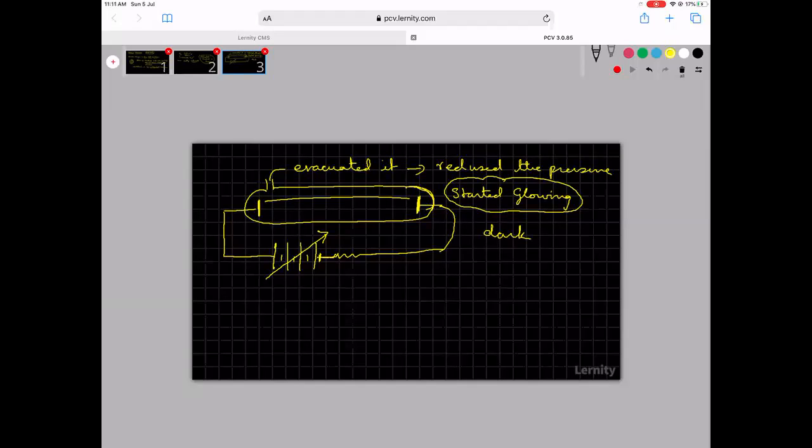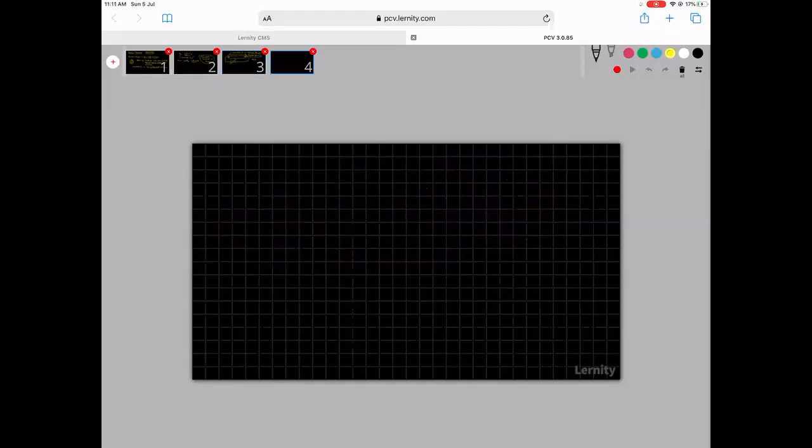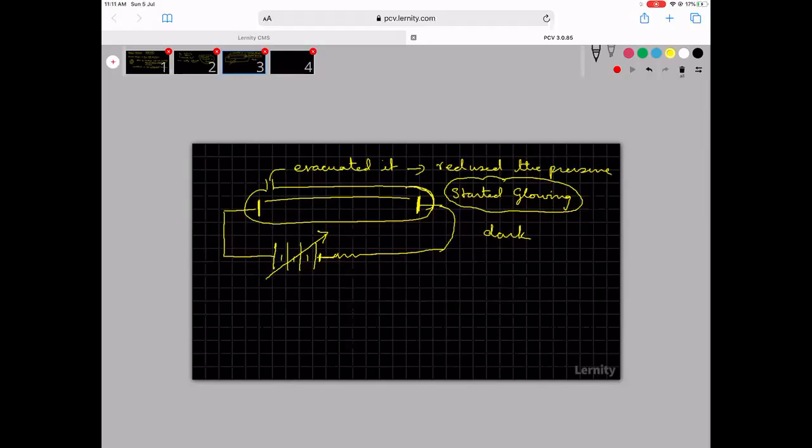Okay, now what they saw is, see here, there is a positive plate, there is a negative plate, right? This big line here indicates that this is a positive plate. The small line here indicates that it is a negative plate. So on the positive plate, and on the negative plate, see how, what will happen.